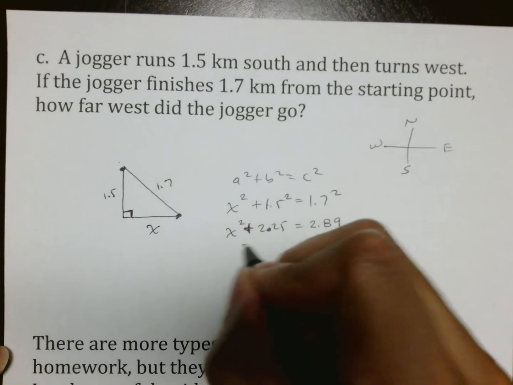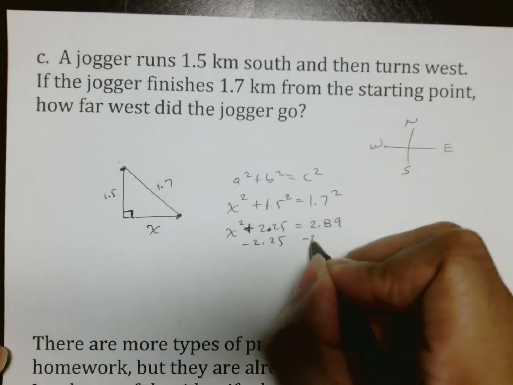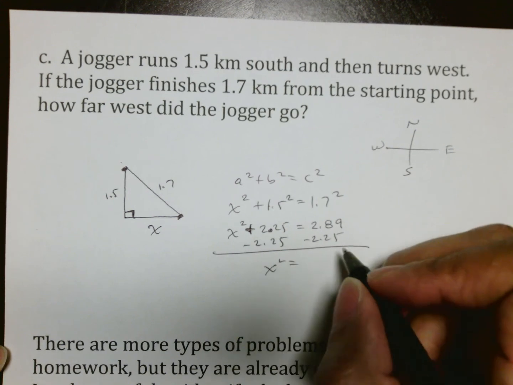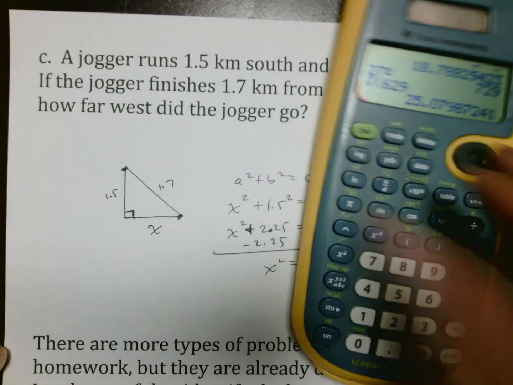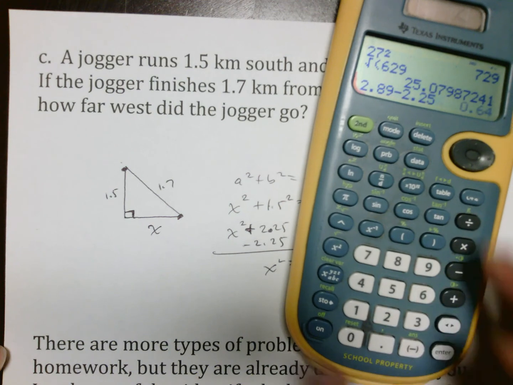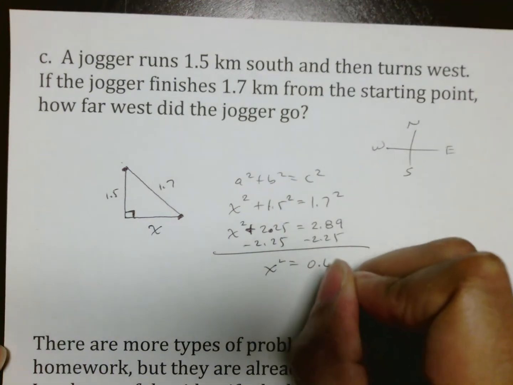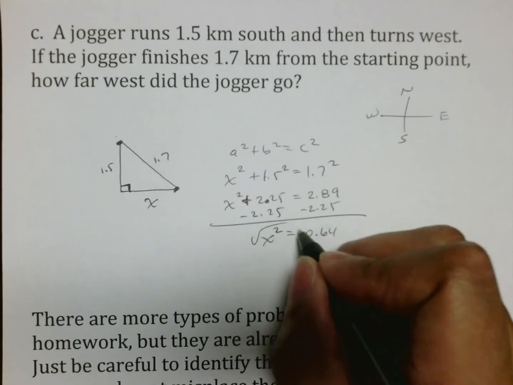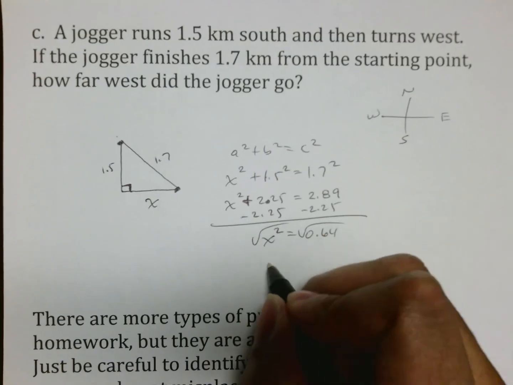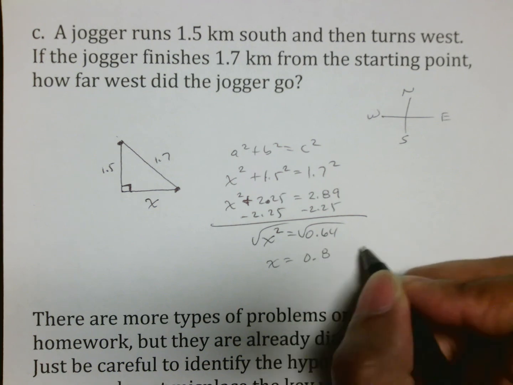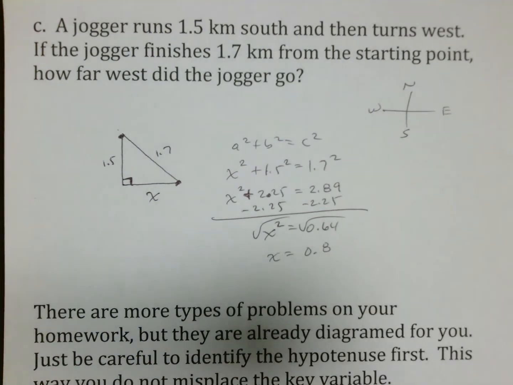Anyway, you then subtract your 2.25 from both sides, bringing down x squared equals 0.64. And the last thing you do is square root both sides. And again, the number I know that makes 64 is 8, which would only make sense that the jogger ran 0.8 kilometers in that other direction.